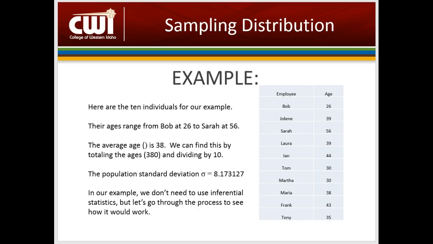Here we have our 10 employees. We can calculate the population average, mu, by adding all of the ages and dividing by 10. Our result is 380 over 10, or 38. Again, we know the population mean, mu, but let's work through the process to see what happens with a sampling distribution.